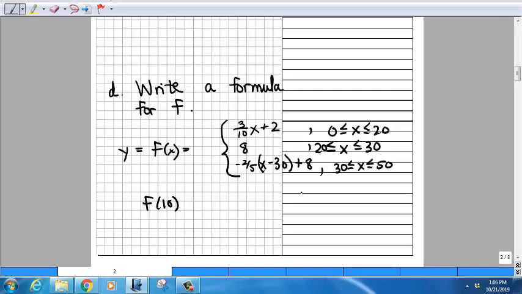So if we were to evaluate f of 10 from the formula, we would say, oh, let's see, 10. 10 is between 0 and 20, right? So I know that I'm going to plug 10 into this formula. So we end up there with 5, okay?